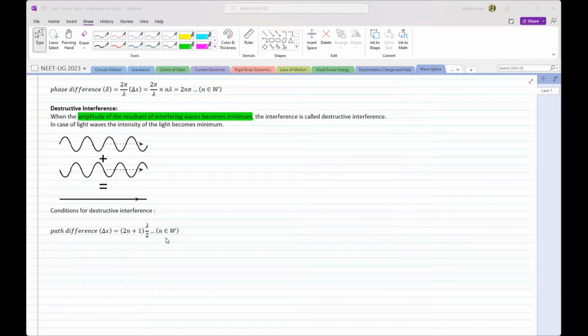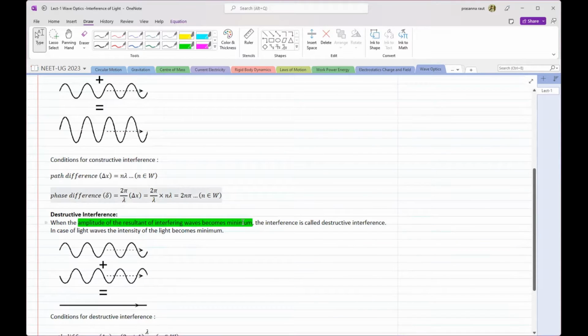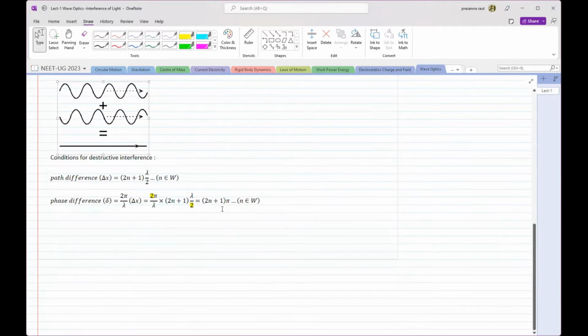And then you can correspondingly find out the phase difference. Phase difference delta is 2 pi by lambda times path difference. So it becomes (2n plus 1) pi. And when you make it (2n plus 1) pi, it becomes odd multiple of pi. Okay. This is actually even multiple of pi, I can just mention it. This is even multiple of pi, while that one is odd multiple of pi. And then I'll just mention this part also.